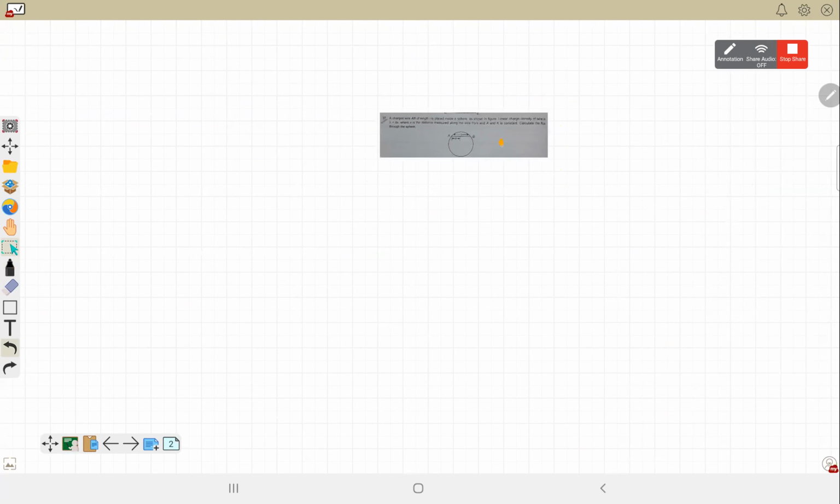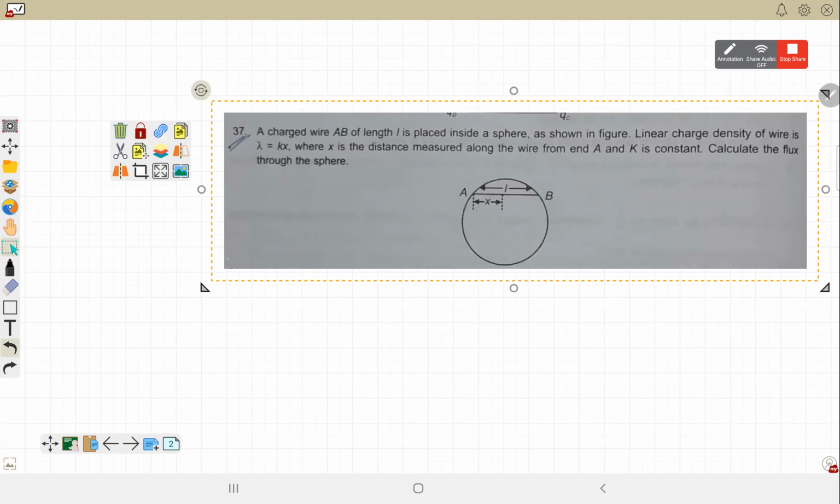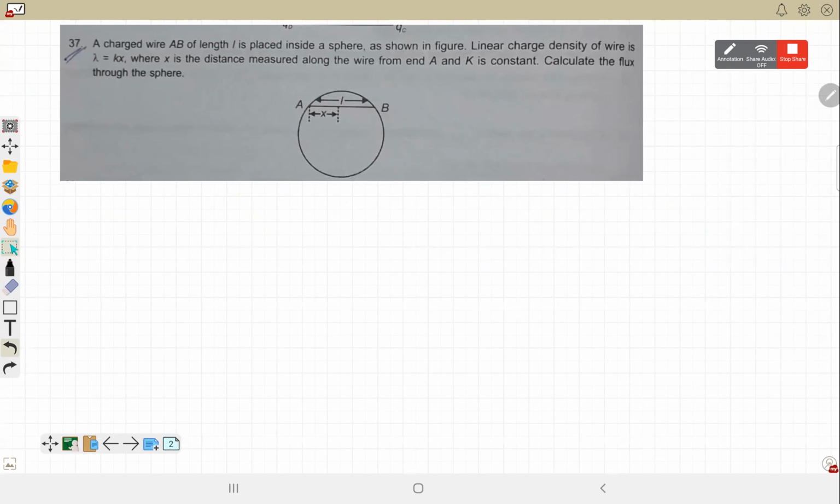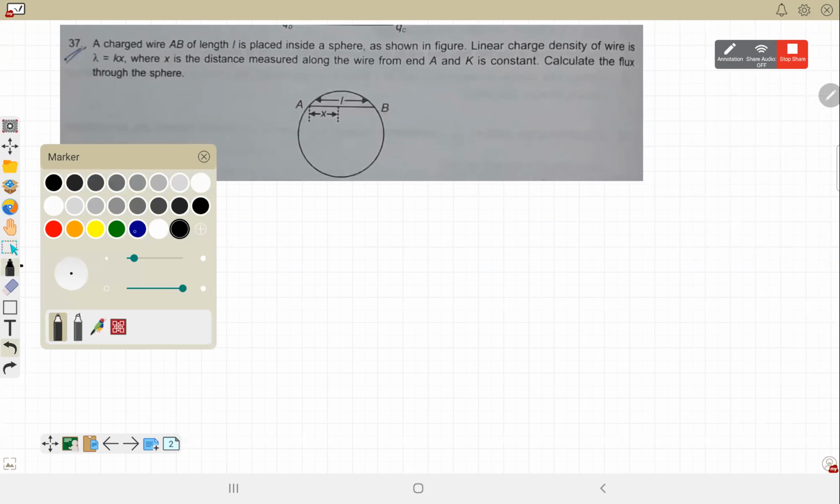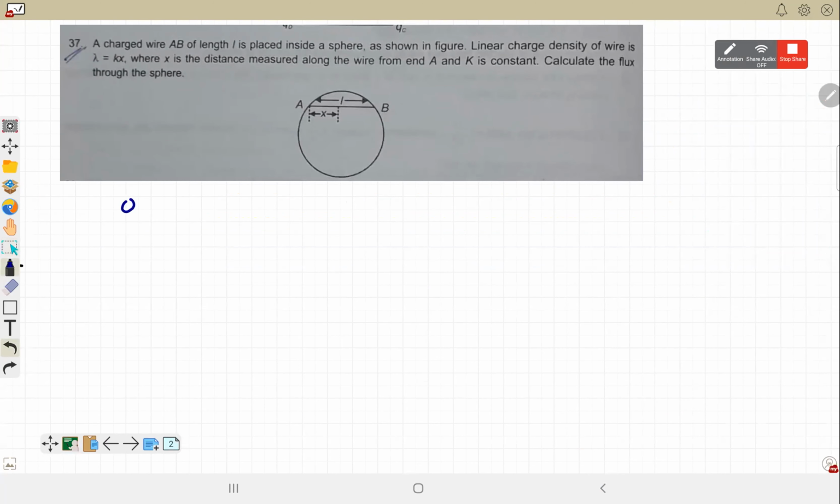Total charge on this wire divided by epsilon naught, that's according to Gauss theorem. The total flux coming out of any closed surface is charge enclosed by epsilon naught. On this rod, we need to calculate the total charge. This is L. यहाँ से x डिस्टेंस पे dx थिकनेस पे सपोज चार्ज ले लेते हैं dq.